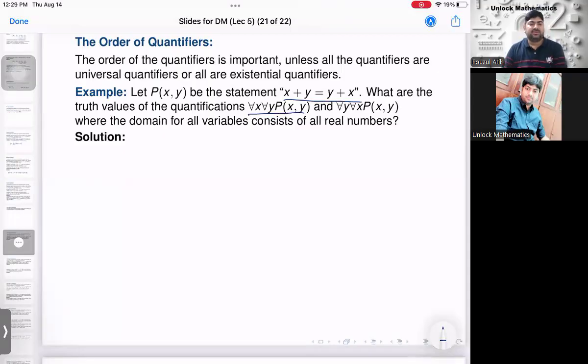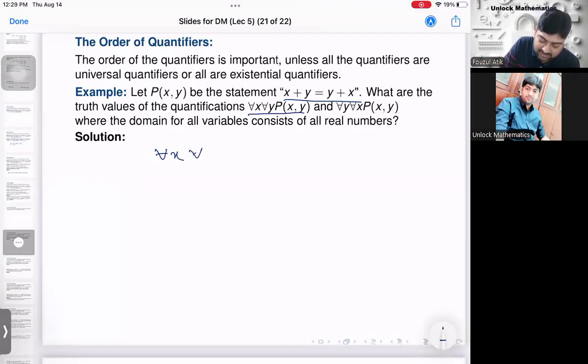So in this case, whether you are taking x first and y second, it does not matter because both of them are the same quantifier, universal, for all x and for all y. So we know that for every x and for every y, x plus y equal to y plus x, right? So we can also say that for every y and for every x, x plus y equal to y plus x. It is true for all.